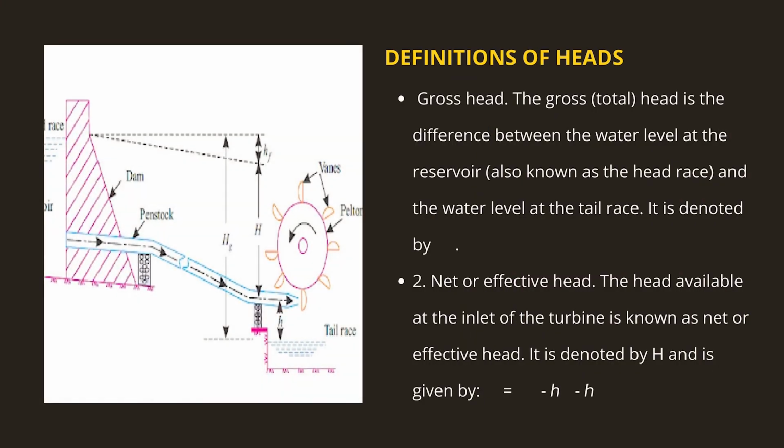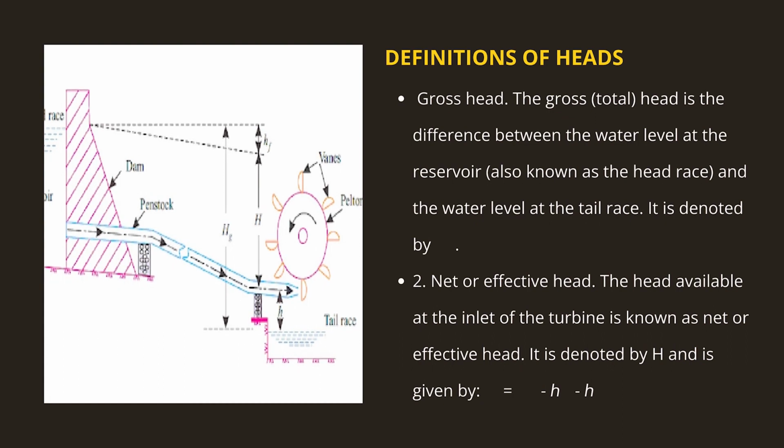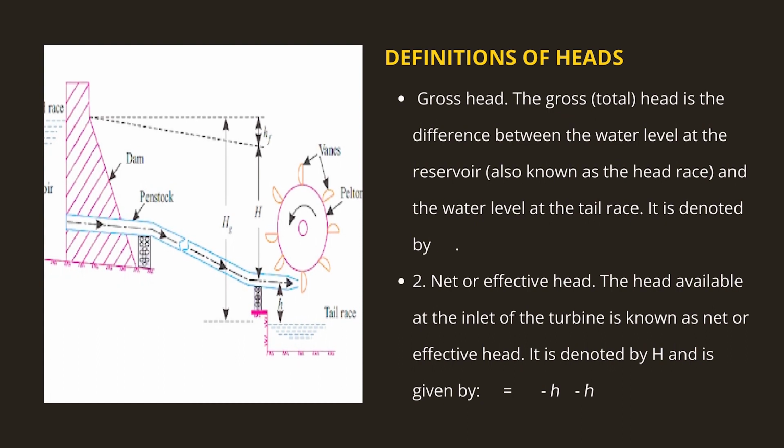Now, let us quickly recall the concept of heads, which we have studied through one diagram in the PPT which I will share with you. It shows a general layout of a hydraulic power plant using an impulse turbine, that is, Pelton wheel. In that you can see all the types of head. Gross head: the gross head is the difference between the water level at the reservoir and the water level at the tail race. It is denoted by the symbol Hg. Remember, g will be in suffix, capital H and small g in suffix.